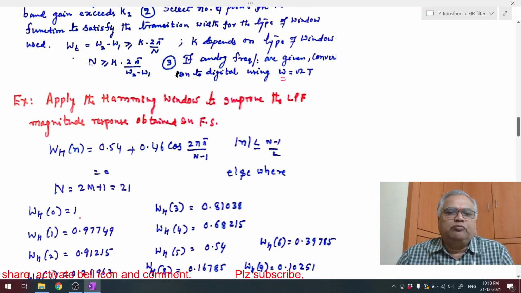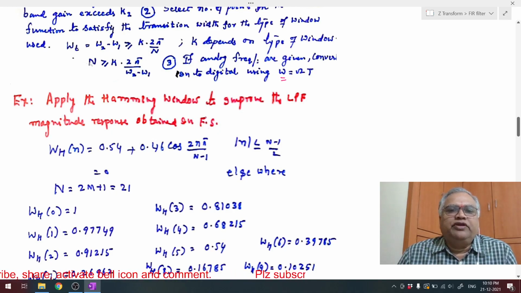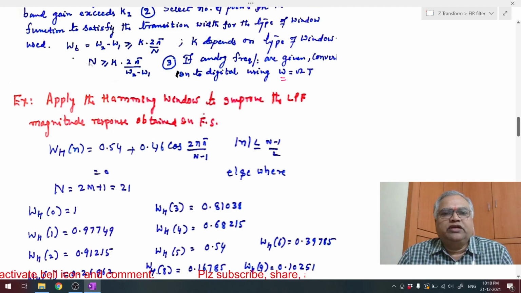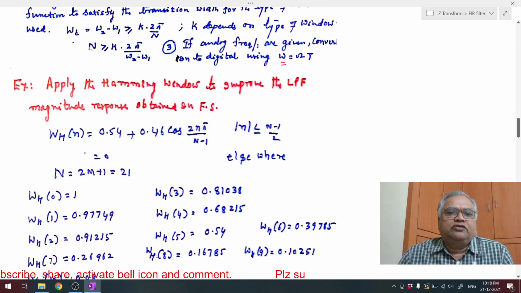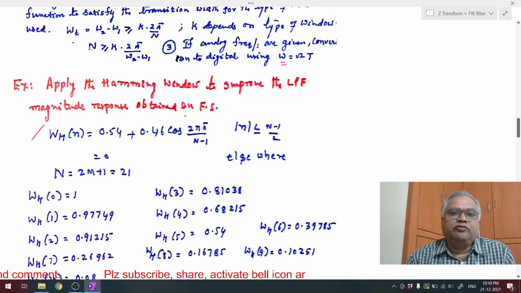So there is another problem. Apply the Hamming window to improve the low pass filter magnitude response obtained in Fourier series. Earlier we solved a problem using Fourier series. We found h of n for a given specification of the low pass filter. Those coefficients improve using the Hamming window. This window is already known, and at that time we already designed n equal to 21.